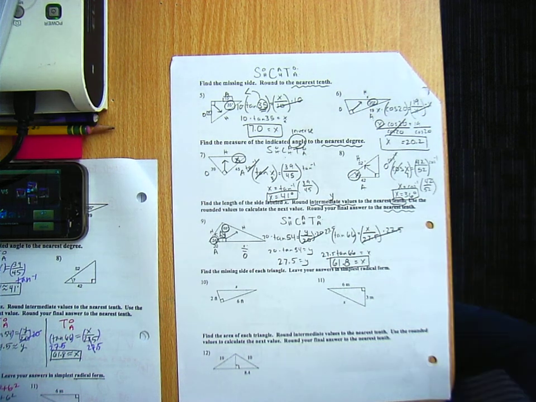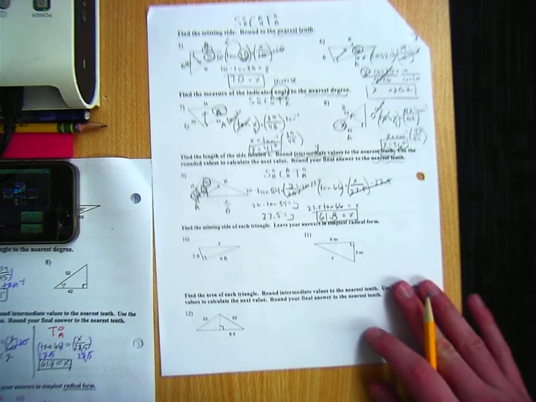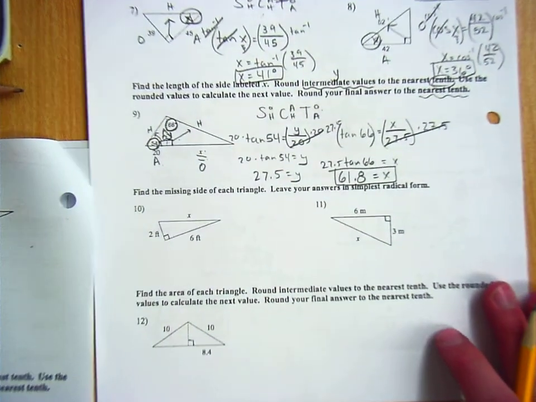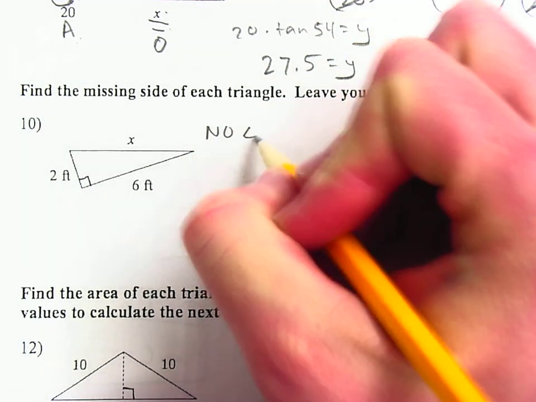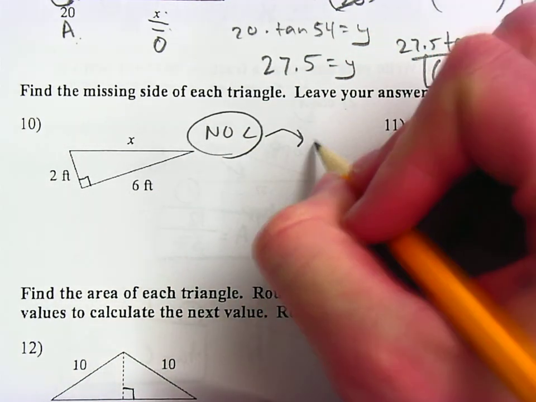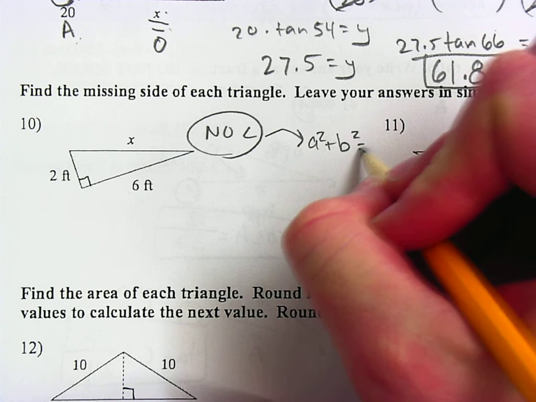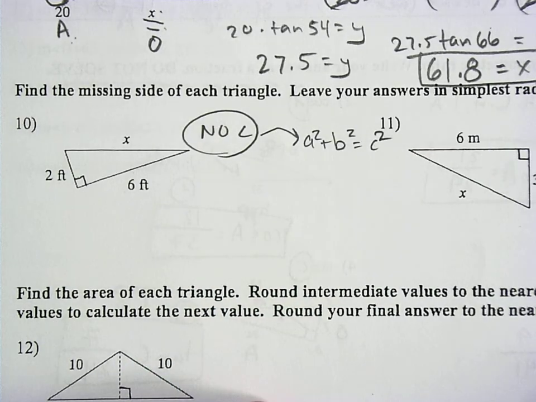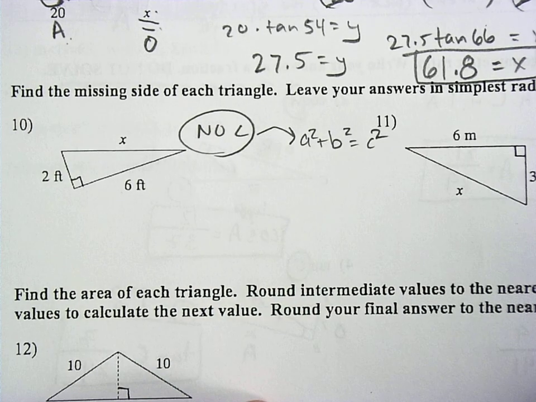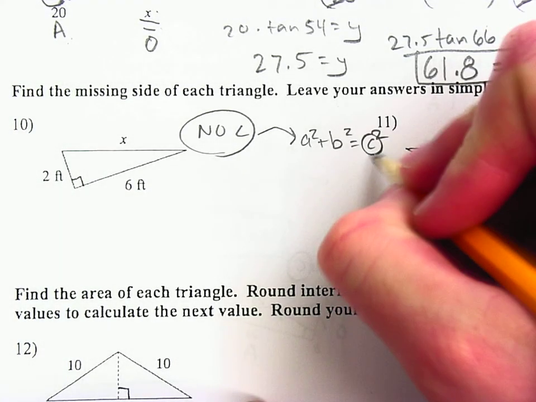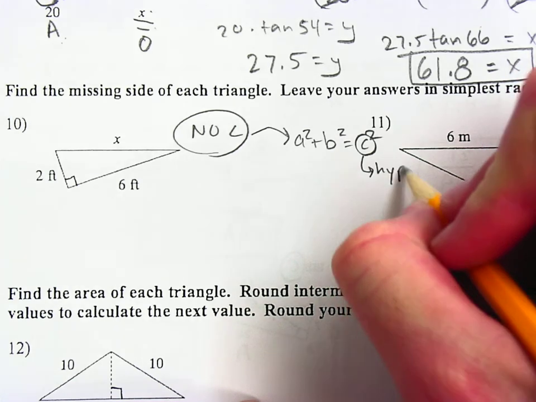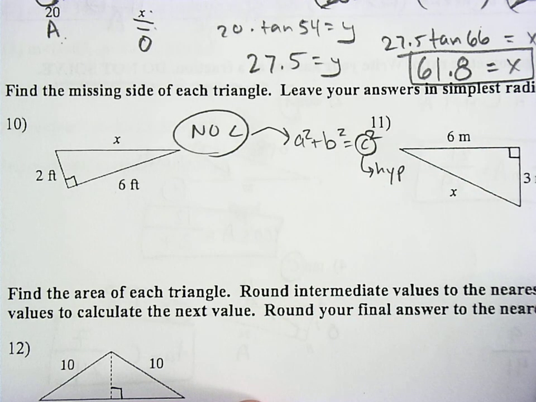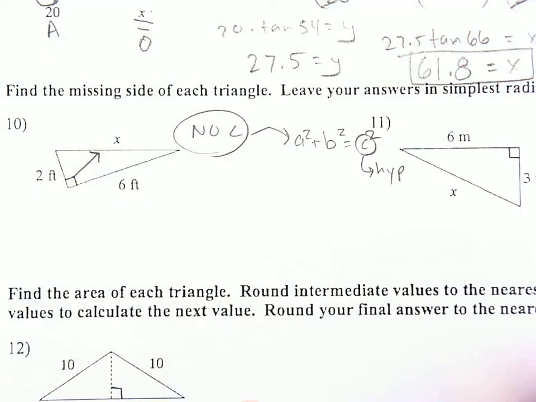Alright, so we're moving on now to questions 10 and 11. And we need to remember that if we don't have an angle, so if there's no angle, we're going to use the Pythagorean theorem. So that's a squared plus b squared equals c squared. And we need to remember that before we thought of c squared as the longest side, but now we want to think of it as the hypotenuse. Right? C squared is always our hypotenuse. And the hypotenuse is across from that right angle.